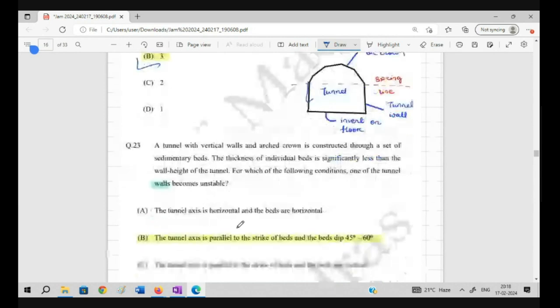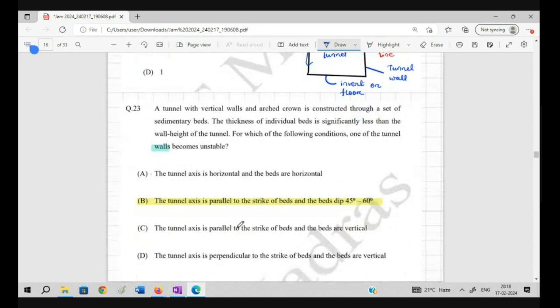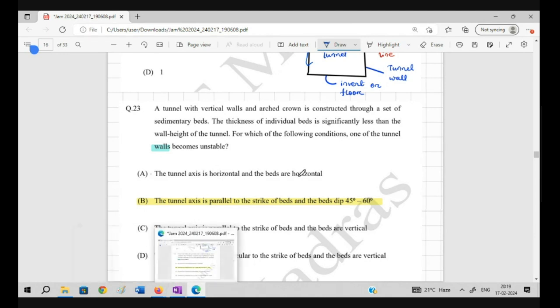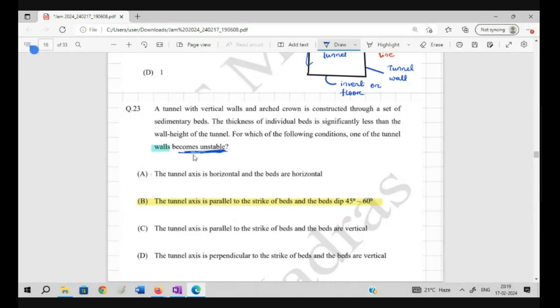Okay, now let's see according to which of the following options the tunnel becomes unstable. We have to choose the option for which the tunnel will be mostly unstable. Now let's see option wise.